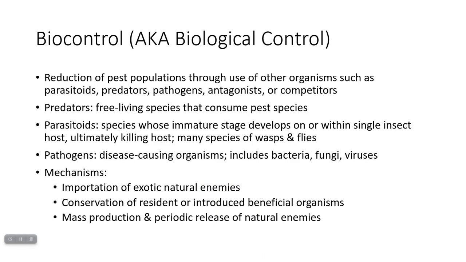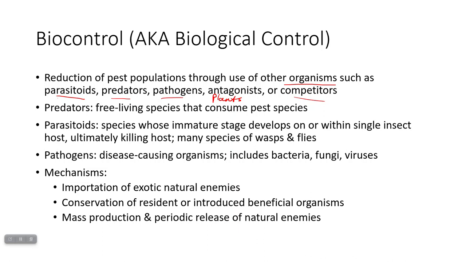One of the big mechanisms of IPM is biocontrol, otherwise known as biological control. You use other organisms and their relationships to your pest species to control the population. So you use things like parasitoids, predators, pathogens, antagonists. This would be other plants that would outcompete your weeds, or competitors. So predators, we know what a predator is.